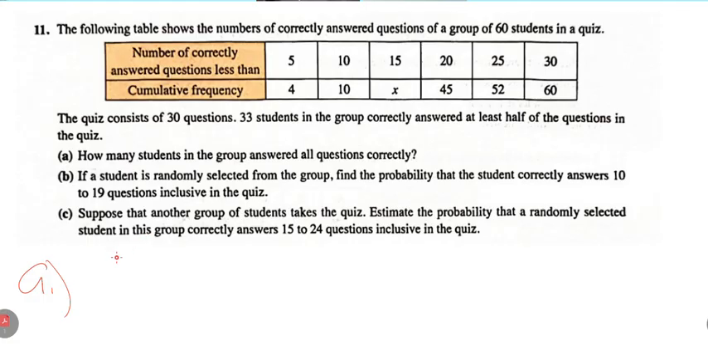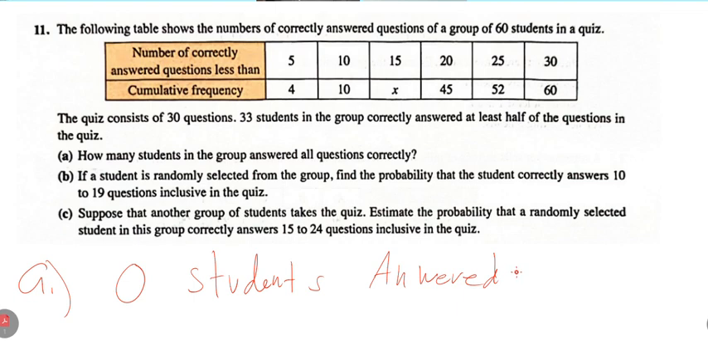the number of students who answered all 30 questions correctly is 0.